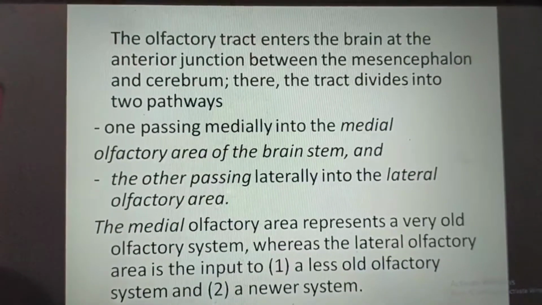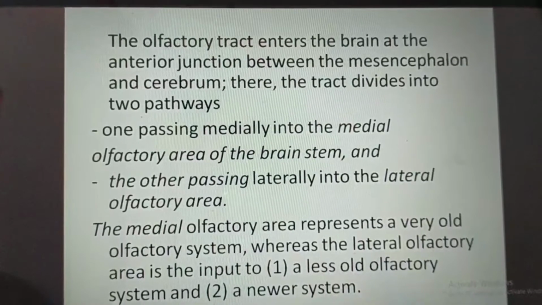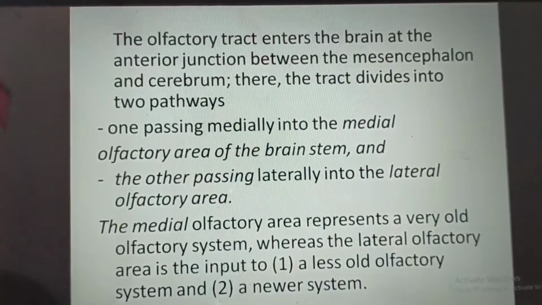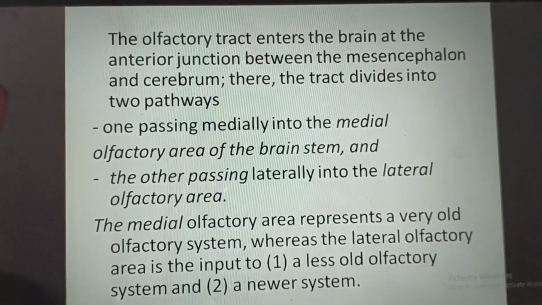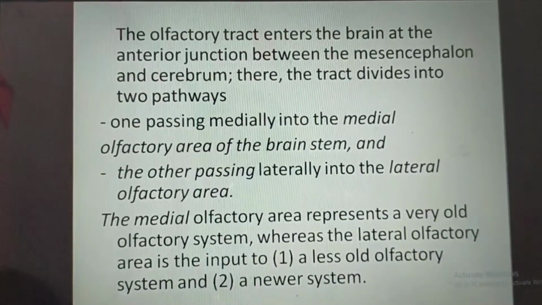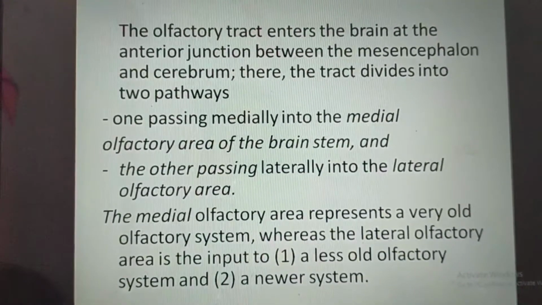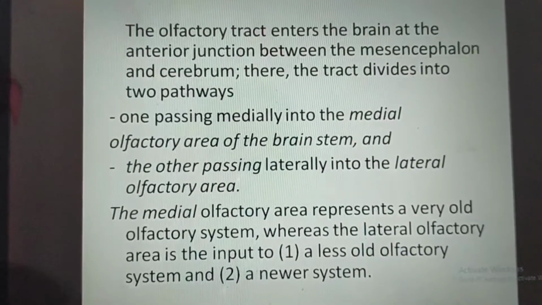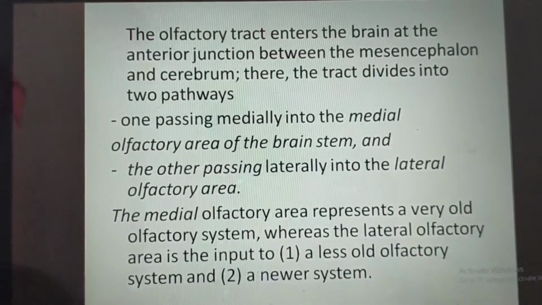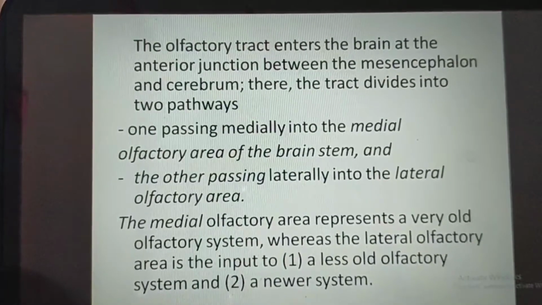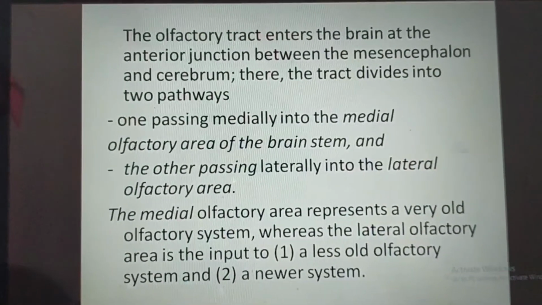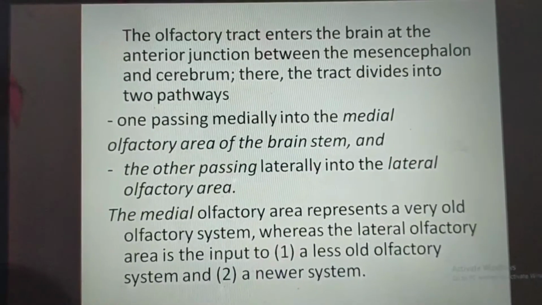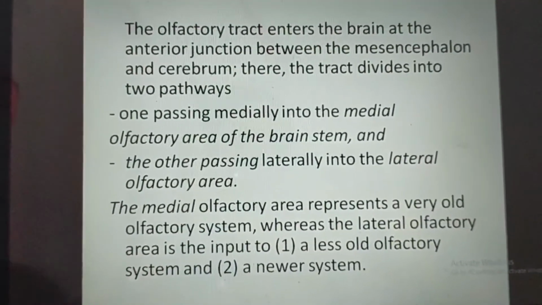The olfactory tract enters the brain at the anterior junction between the mesencephalon and the cerebrum. There the tract divides into two pathways. One passing medially into the medial olfactory area of the brainstem and the other passing laterally into the lateral olfactory area. The medial olfactory area represents a very old olfactory system, whereas the lateral olfactory area is the input to a less old olfactory system and a newer system. So that is how the olfactory pathway divides into three parts. First is a very old olfactory system, which is medial olfactory area, then a less old olfactory system, and the third is the newer system.